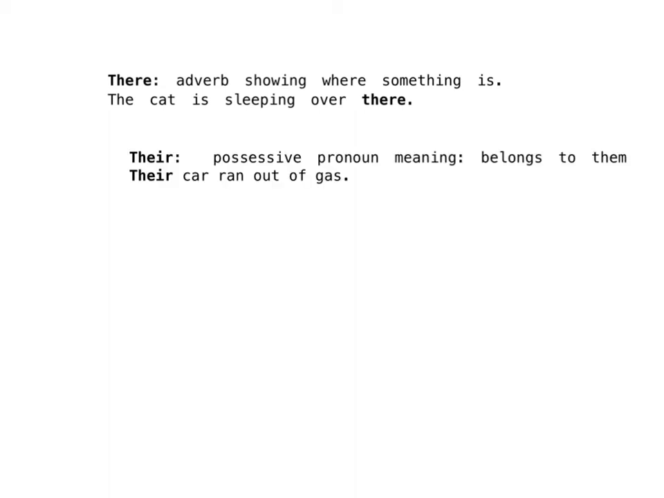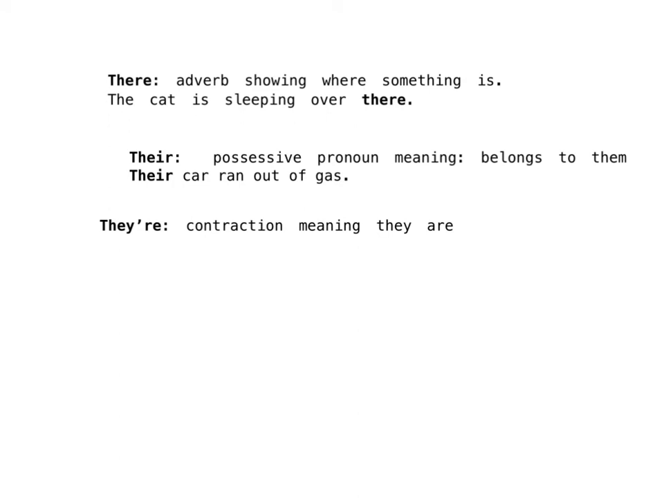So next we have there, their, and they're. Their is a possessive pronoun, meaning it belongs to them. So 2 or more people, 2 or more animals, whatever. So their car ran out of gas. The car belongs to them, therefore it is their car.